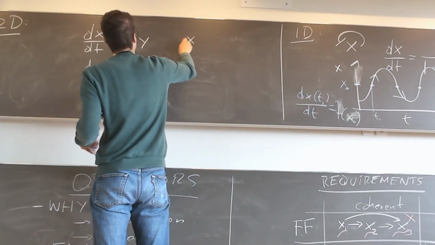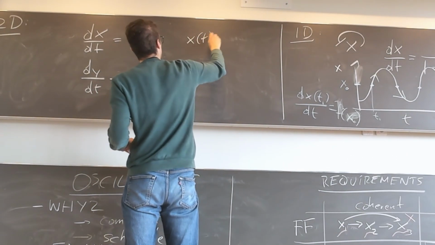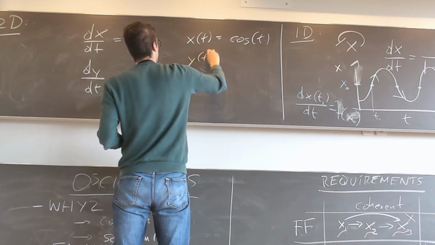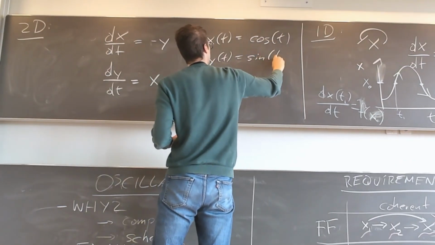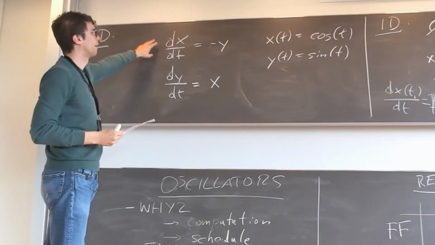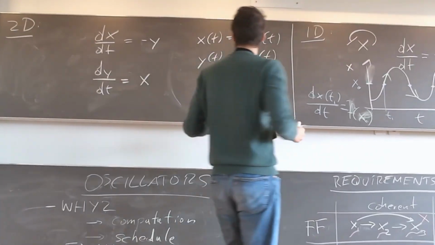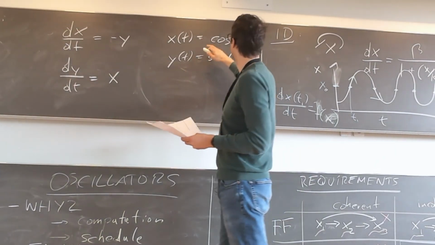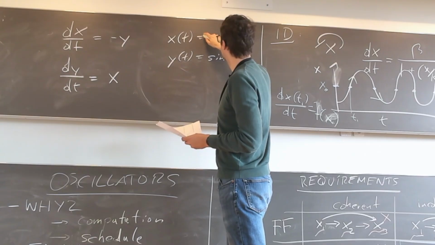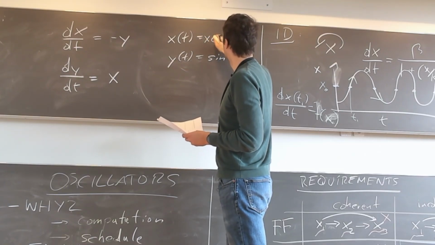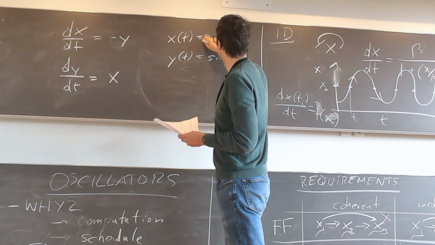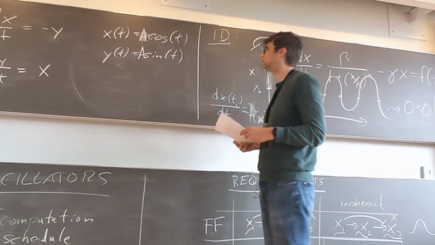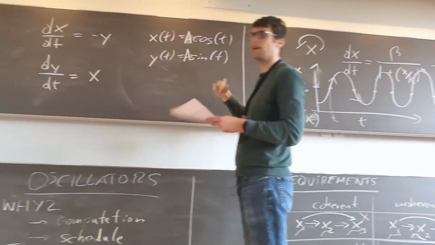So you can put x of t equal to the cosine of t. You can put y of t equal to the sine of t. And of course, it depends on the initial configuration here. So the initial value here, you can multiply this by any number a, and it will stay a solution depending, of course, on the initial value.